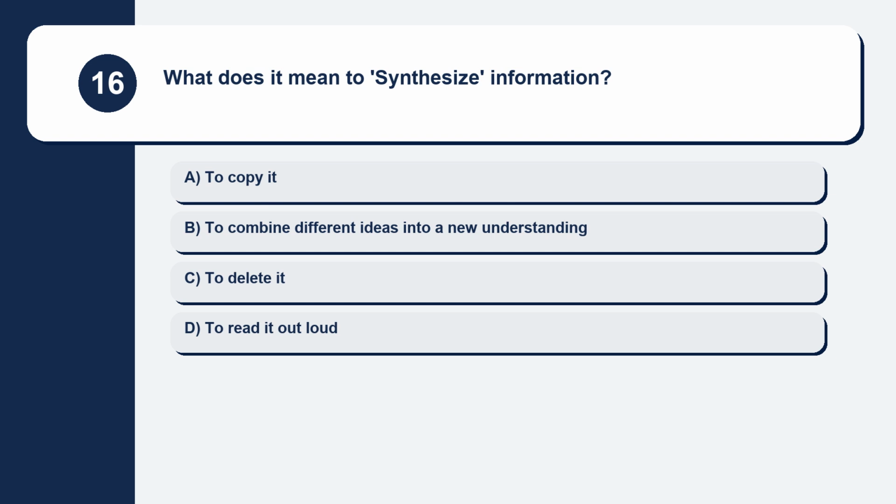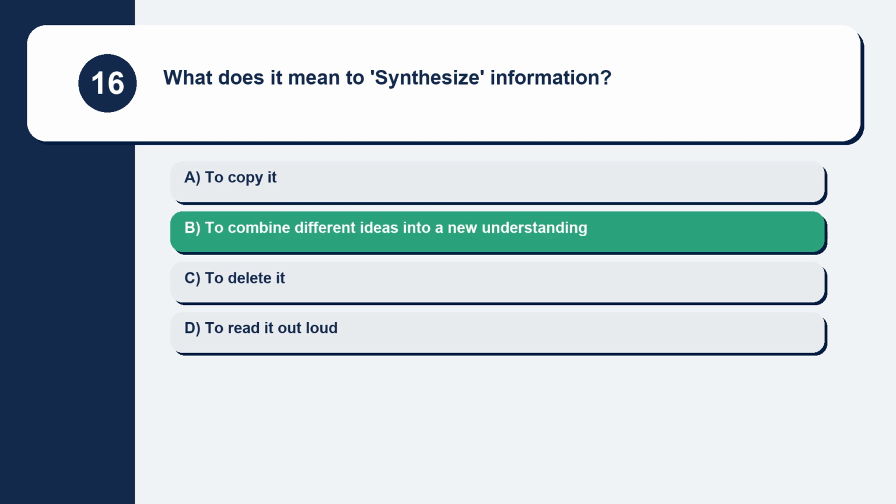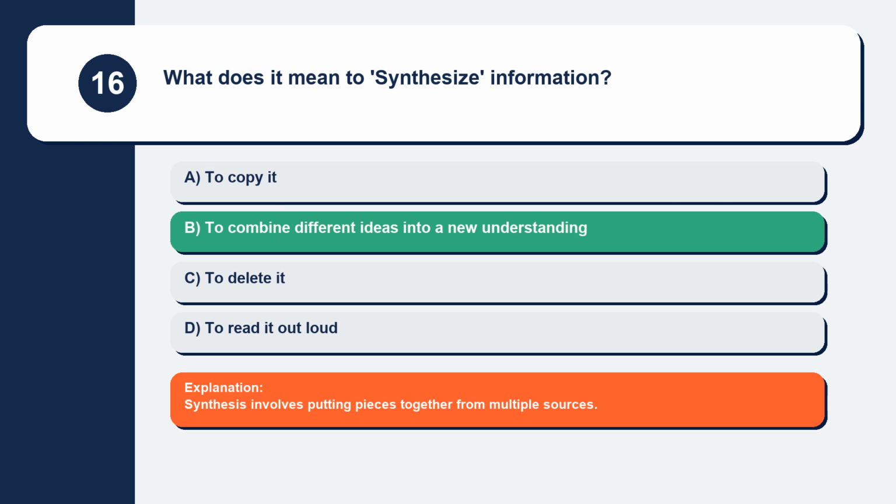Question 16. What does it mean to synthesize information? To copy it. To combine different ideas into a new understanding. To delete it. To read it out loud. Synthesis involves putting pieces together from multiple sources.